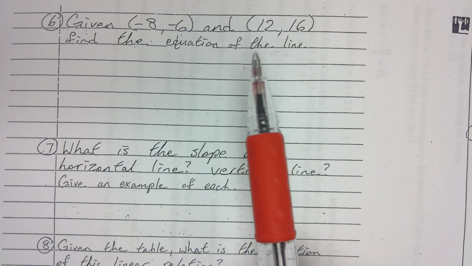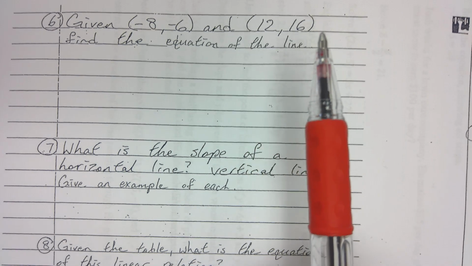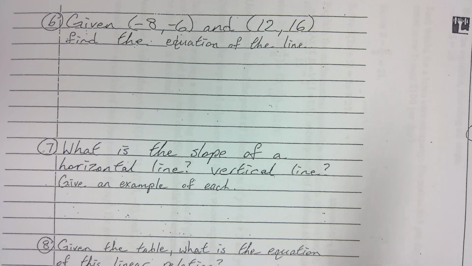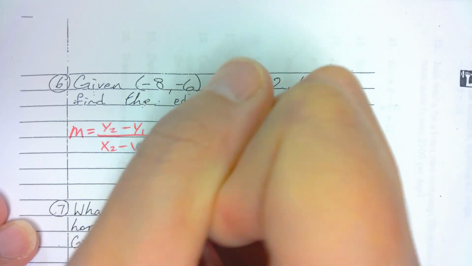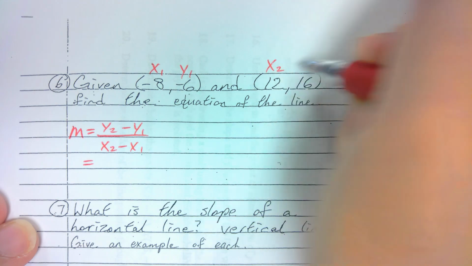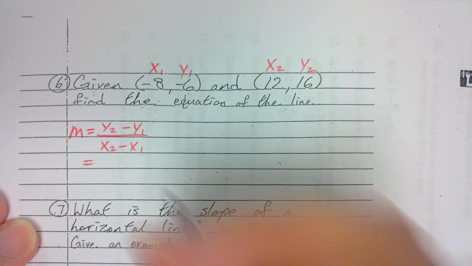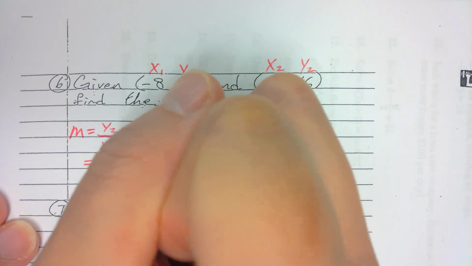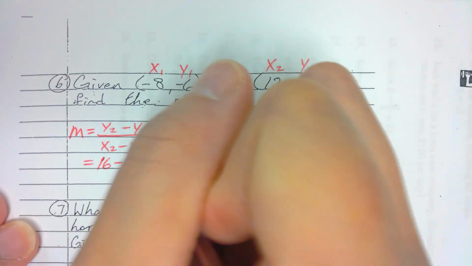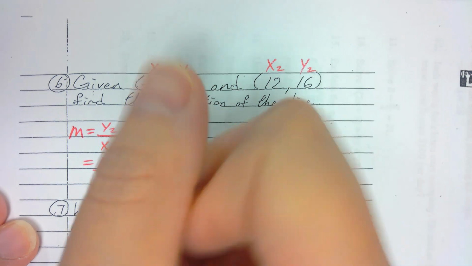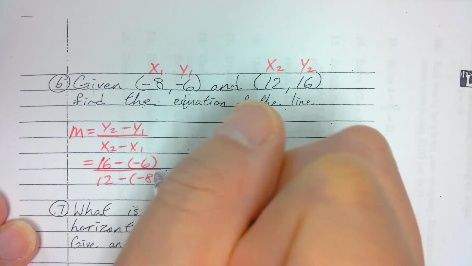So when you're given 2 points, what's the very first thing you should do? Sam? Put it into m equals y2 minus y1 over x2 minus x1. Right. I need to use the slope formula. This is my x1, y1, x2, y2. So y2, 16 minus -6 over 12 minus -8.